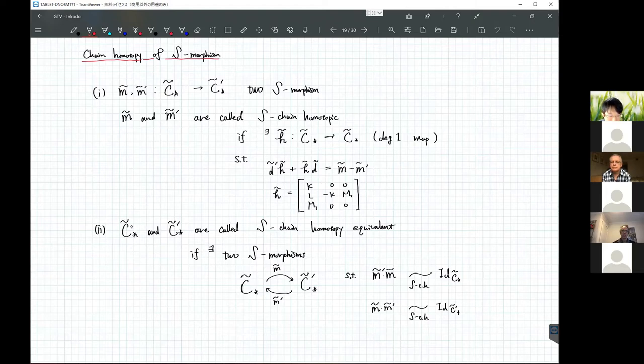And two S complexes, C tilde and C tilde prime, are called S chain homotopy equivalent if there are two S morphisms such that the composition is S chain homotopic to the identity.